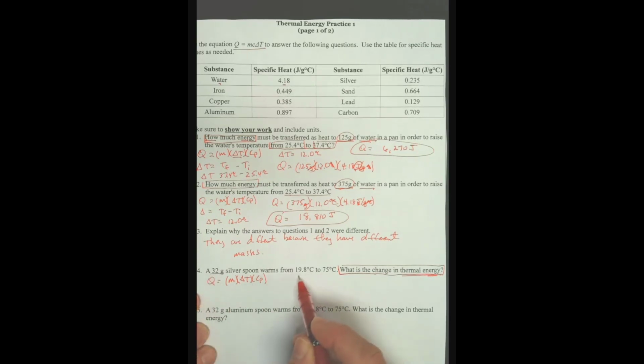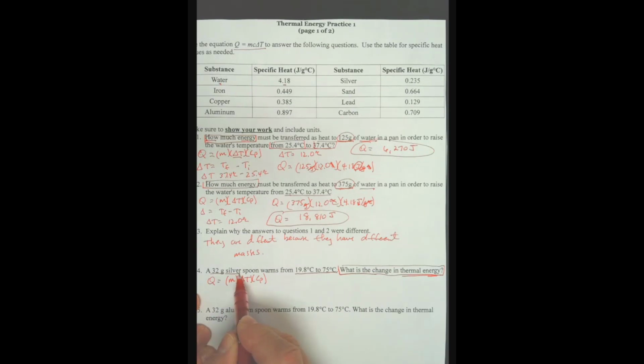Do we have change in temperature? We don't, but we have the temperature data that we need to calculate it. And do we have specific heat? We do, because we know this is silver, and silver is right here on our chart, and it has a specific heat of 0.235. So now we have to go ahead and figure out our change in temperature. Let's take a minute to do that.